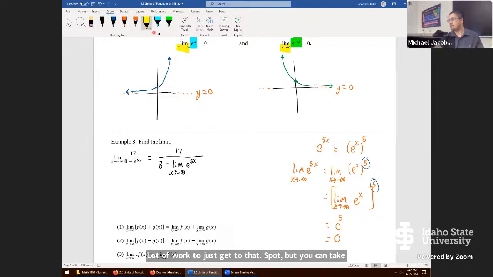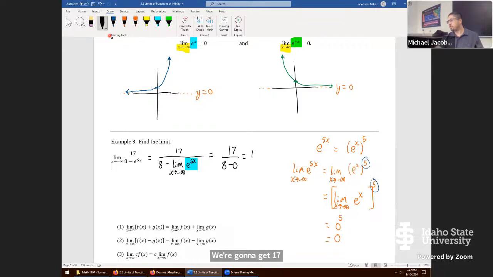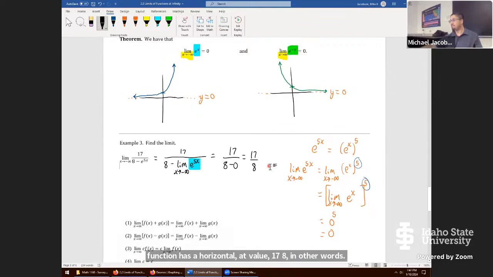So right here, we're going to get 17 over 8 minus 0, and so the whole thing is just 17/8. This function has a horizontal asymptote at value 17/8, in other words. Any questions at all, folks, on running through this one?